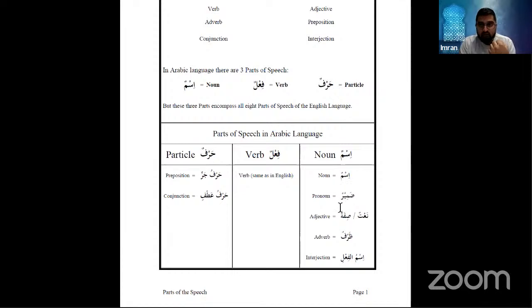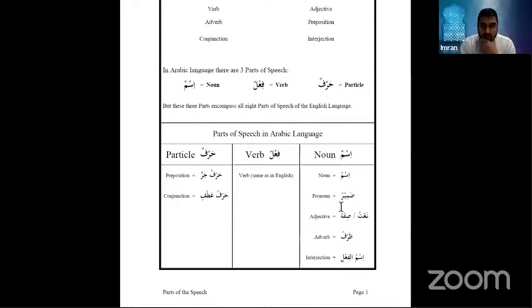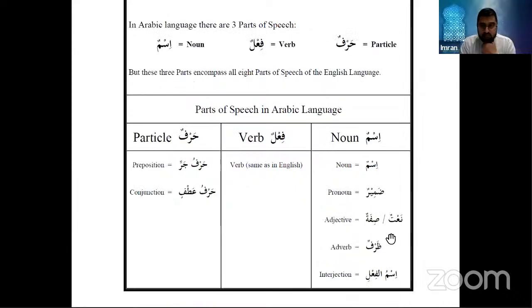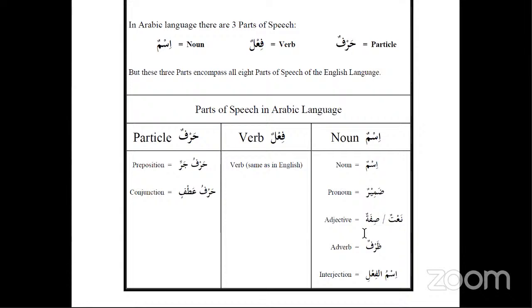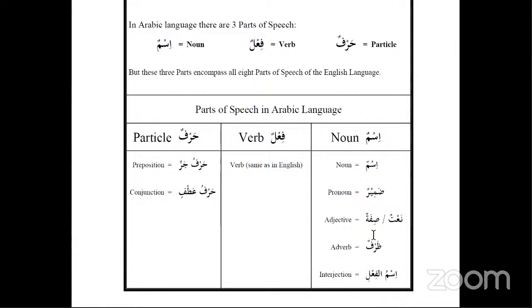So these are some of the nouns which we have covered already. If you could read them: ism is noun. Zamir, pronoun. Correct. Sifat, adjective, means you describe the thing. Exactly. So when we said Zaydun alimun, alimun is the adjective of Zayd. Zarf, adverb.